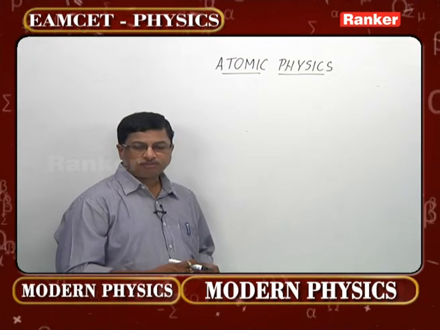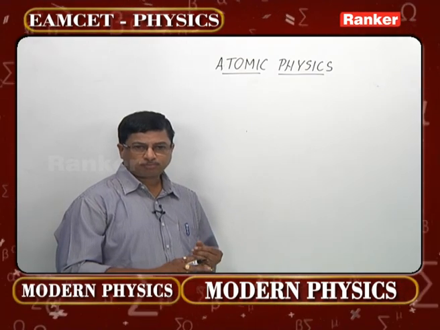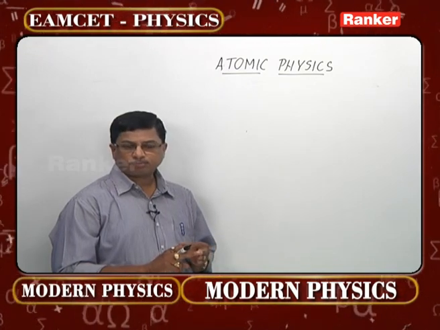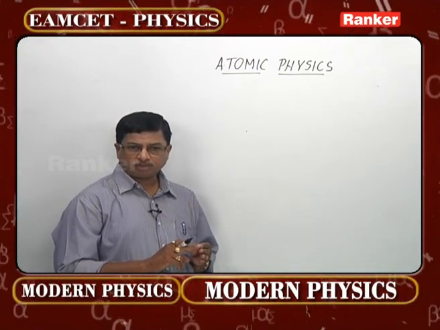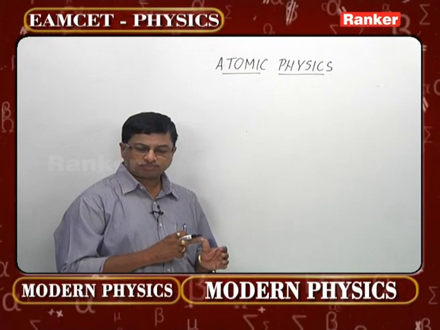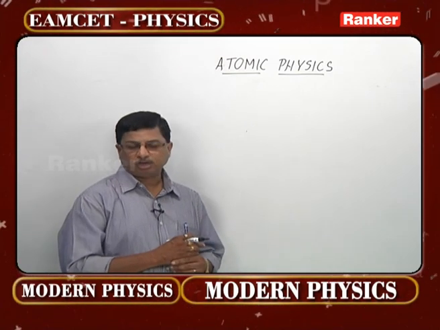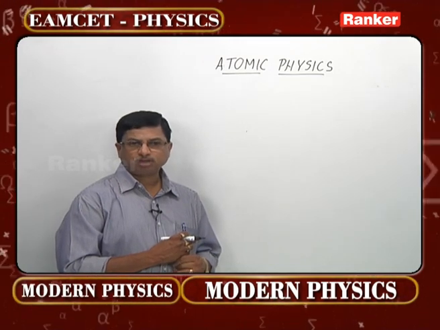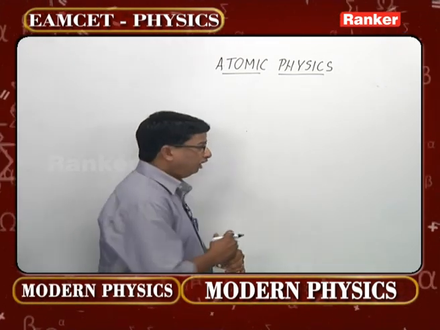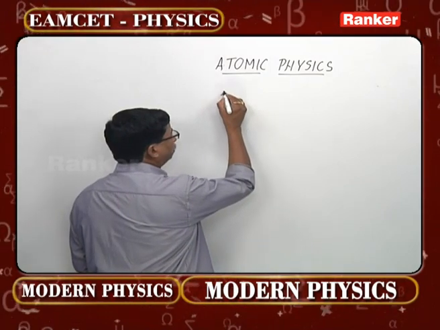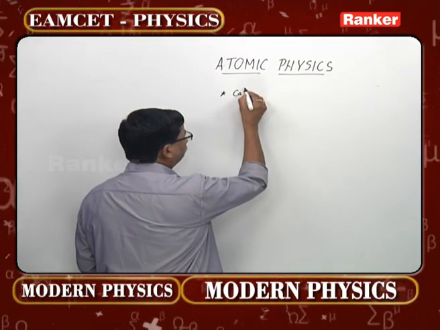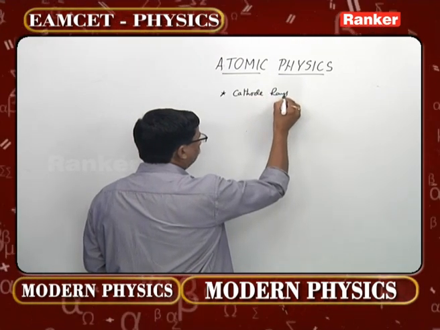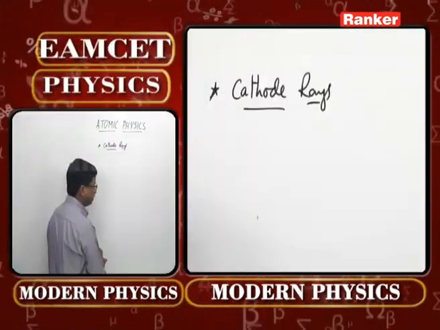Atomic physics consists of cathode rays, then photoelectric effect, then X-rays, then we have Compton effect and de Broglie's hypothesis. These are the major 5 parts or 5 different topics we are going to have in this chapter, atomic physics. Let me just remind you the important formulae regarding the very first one, that is cathode rays. What are the important equations for this?